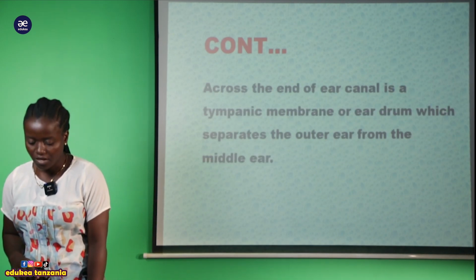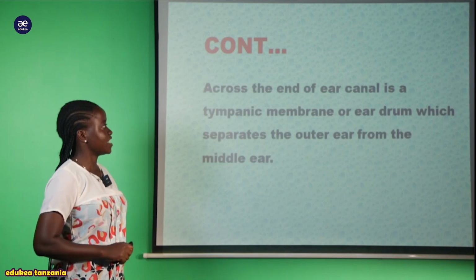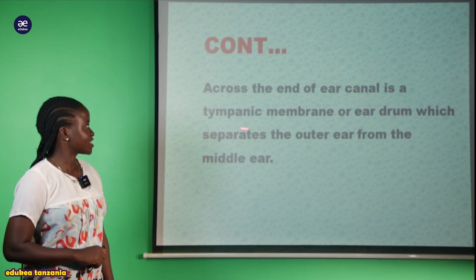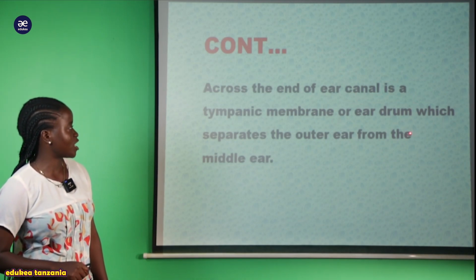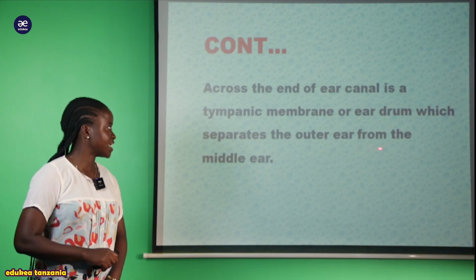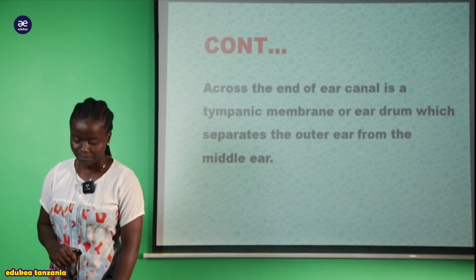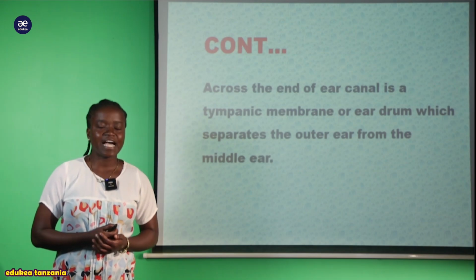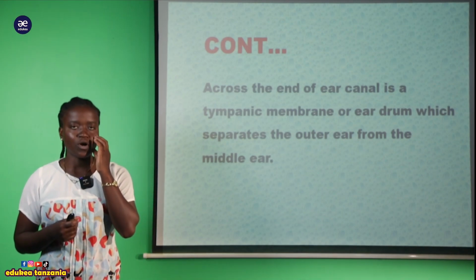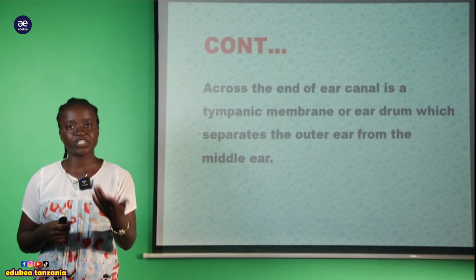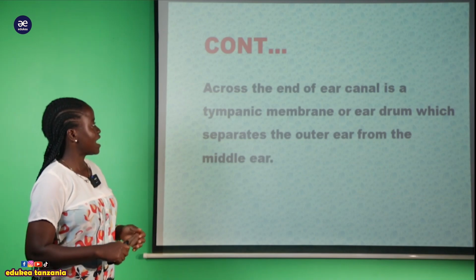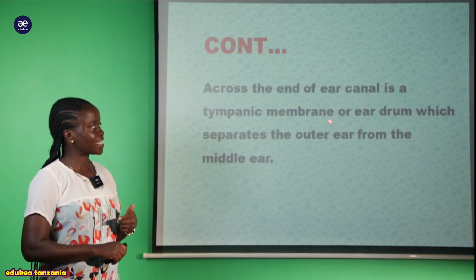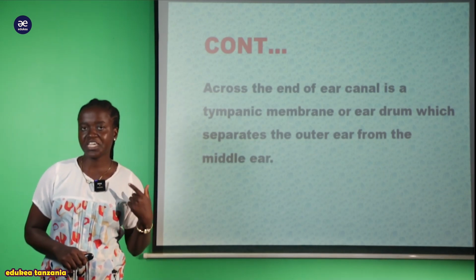Now also we can say that across the end of the ear canal is the tympanic membrane, or eardrum, which separates the outer ear from the middle ear. So we can say that after the ear canal, or the external auditory meatus, we have the tympanic membrane, or we can call it the eardrum.